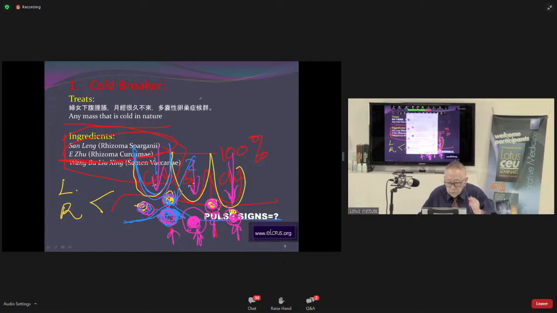Is this formula for standalone? Would you add herbs for the underlying pattern too? Yeah, sure. So, like I said, you can put them all together. That's what I did. Cold and hot, it happens all the time.